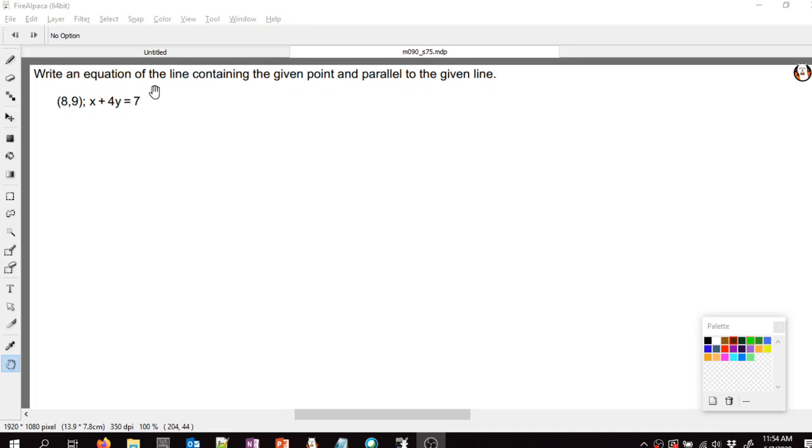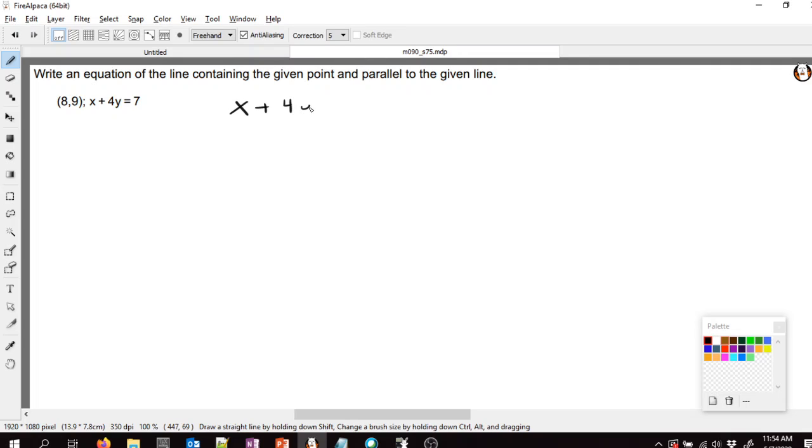Write an equation of the line containing the given point and parallel to the given line. Okay, so what we want to do first is find the slope of this given line right here. We're given the line x plus 4y is equal to 7. So we'll need something parallel to that. We've got to figure out that slope.